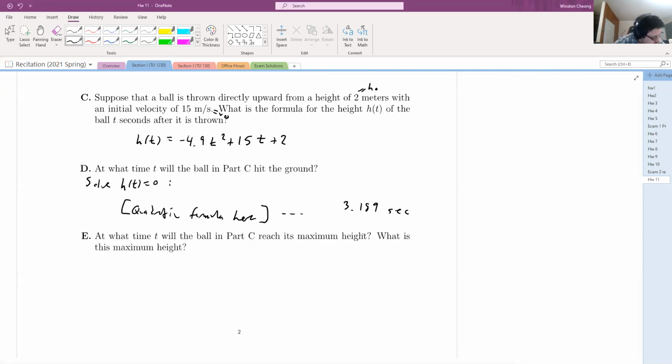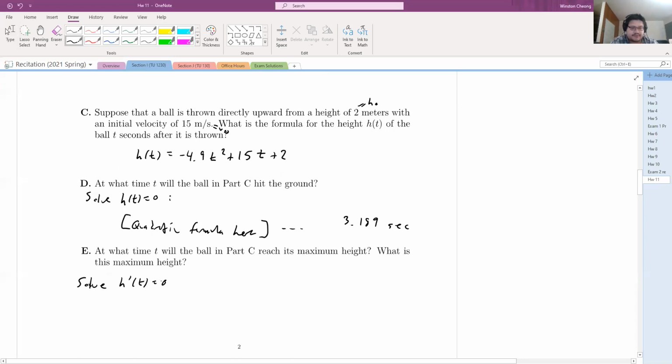For E, what time will the ball reach its maximum height? Similar to the type of material that we covered on the last homework, maybe it was the homework before that, to find the maximum height, we can set the first derivative equal to 0 and solve, and that'll give us a critical point, which is going to correspond to a maximum in this case. So we can solve h prime of t equals 0. That's how we would go about E.